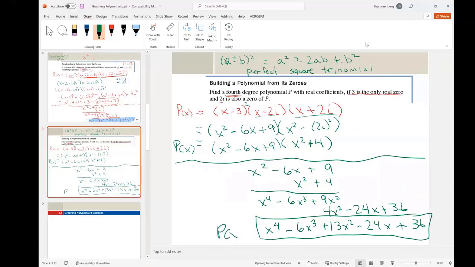That is p of x. And notice it is a 4th degree polynomial because I've multiplied 4 different linear factors together. So there we have it. So that's more multiplication, but now we're building it given our zeros, okay?